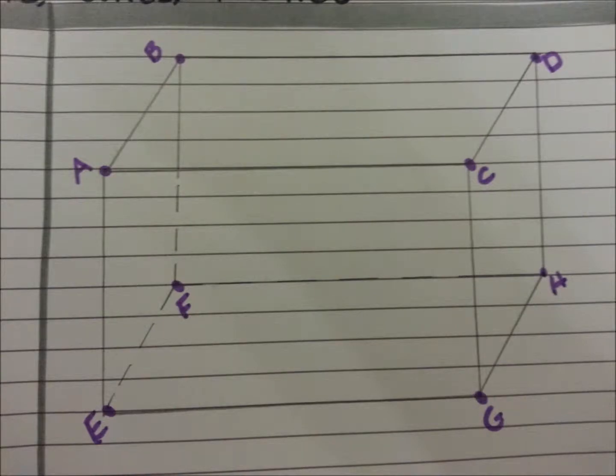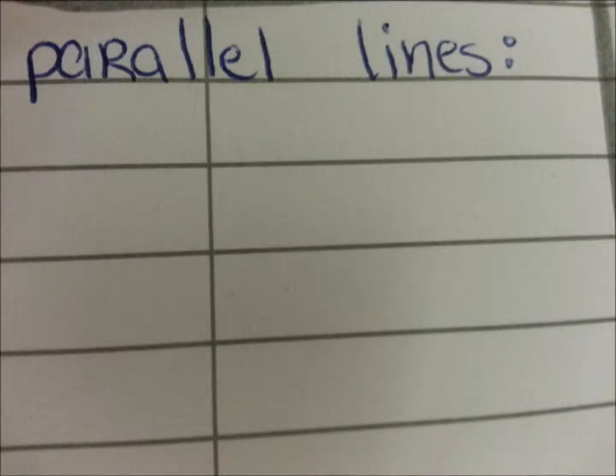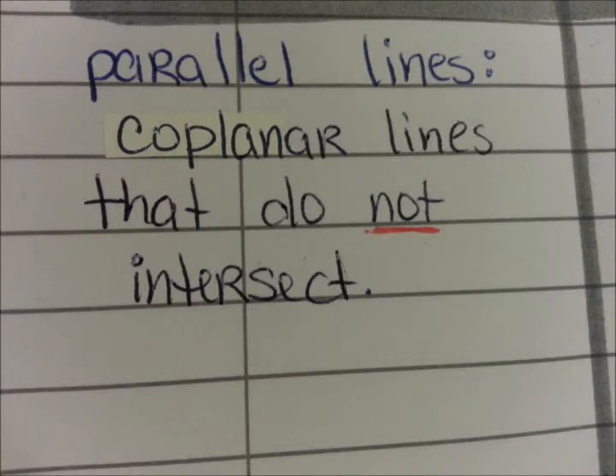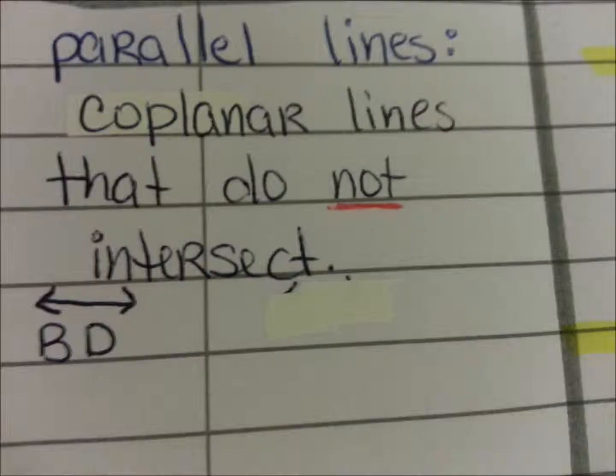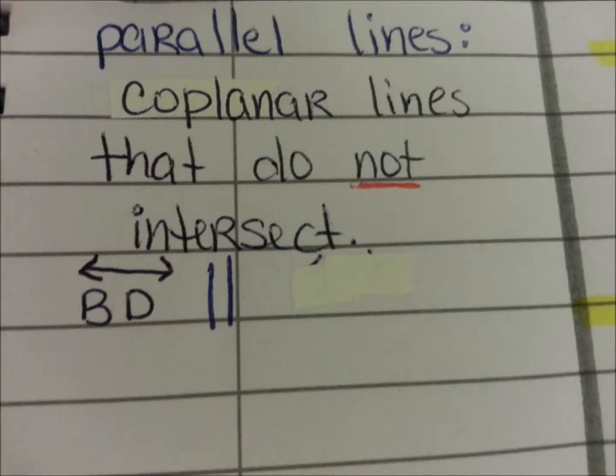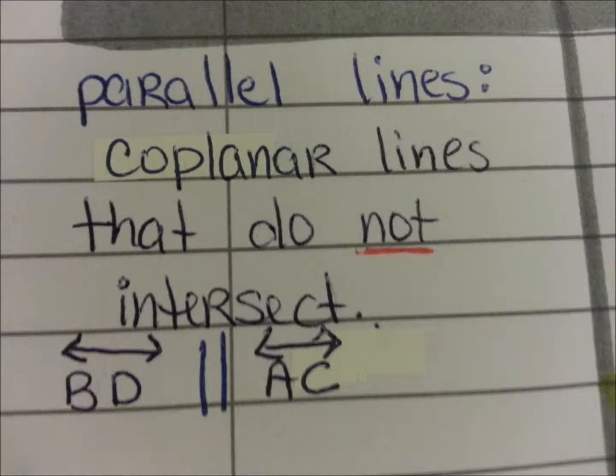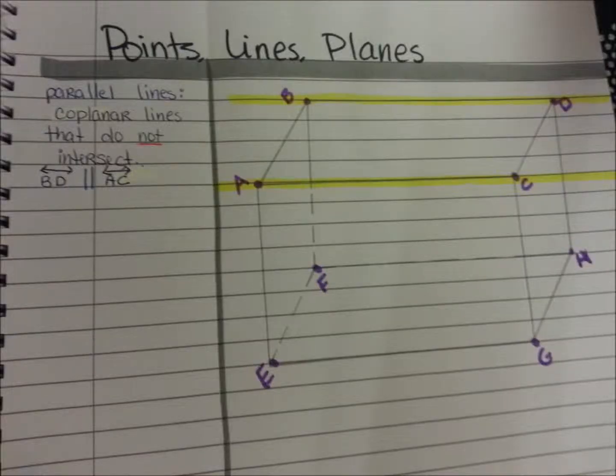The first term that we can define with it is parallel lines. These are lines that don't intersect, but when we're talking about space and planes, we can be a little more specific with our definition, and we're going to redefine parallel lines to be coplanar lines. These are lines that are on the same plane that do not intersect. I've highlighted a pair of those in yellow. Line BD is parallel to line AC. Okay, so we've got a pair of lines here that lie on the same plane and they don't intersect.